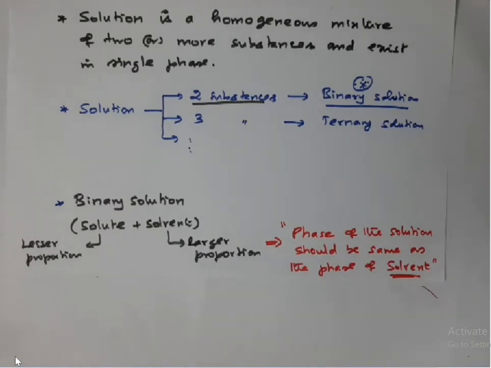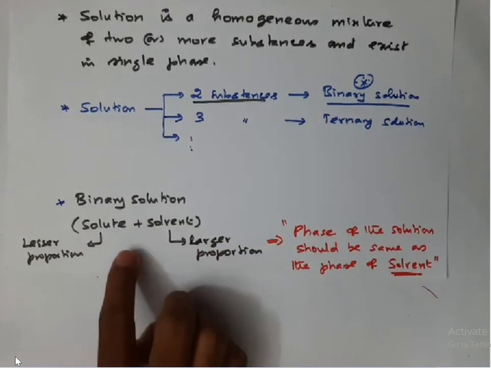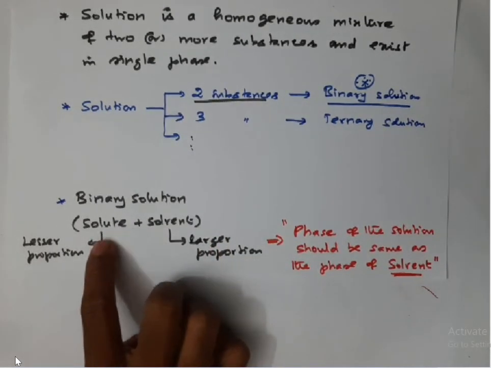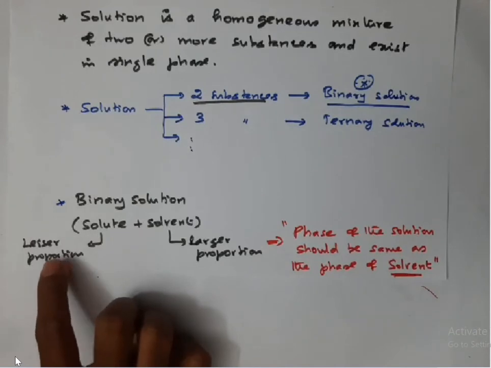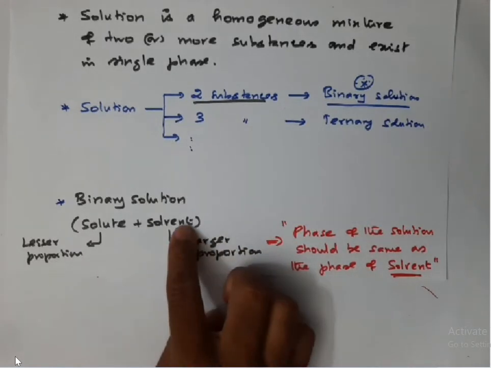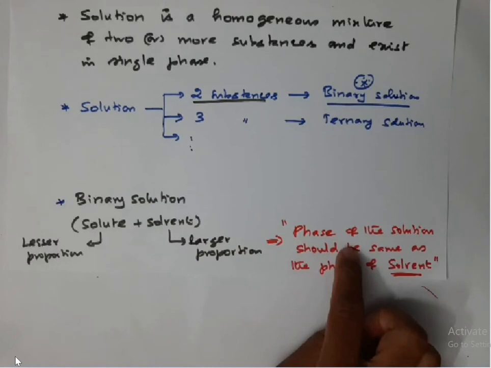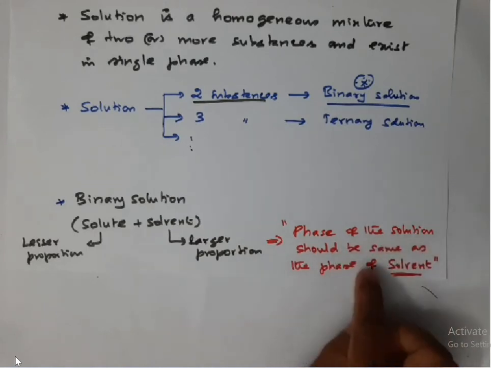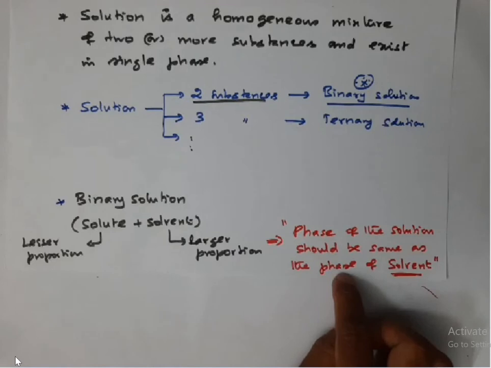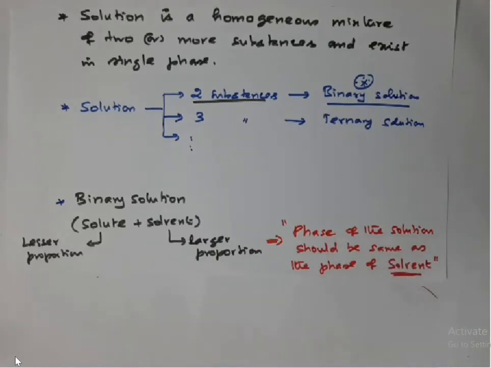So a binary solution contains two different substances. The one present in smaller proportion is called solute, and the other present in larger proportion is called solvent. But this is a very important point: the phase of the solvent, which may be solid, liquid or gas phase, and the phase of the solution should be the same. This is a very essential point you should keep in mind.